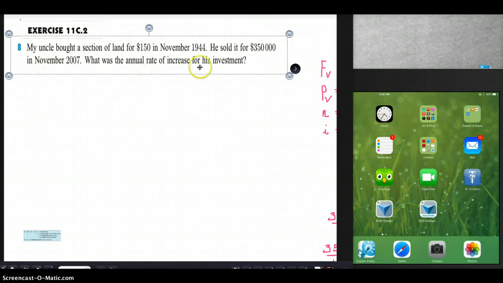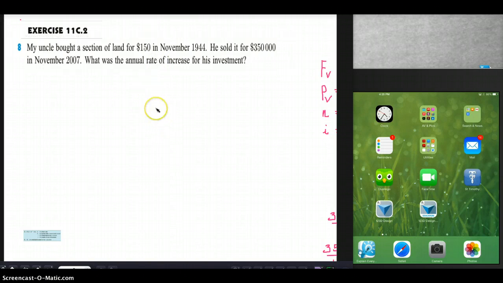Let's read the problem, then we're going to go over an example problem and then apply that process to this problem. So my uncle buys a section of land for $150 in November of 1944. He then sells it for $350,000 in November of 2007. What is the annual rate of increase for his investment?